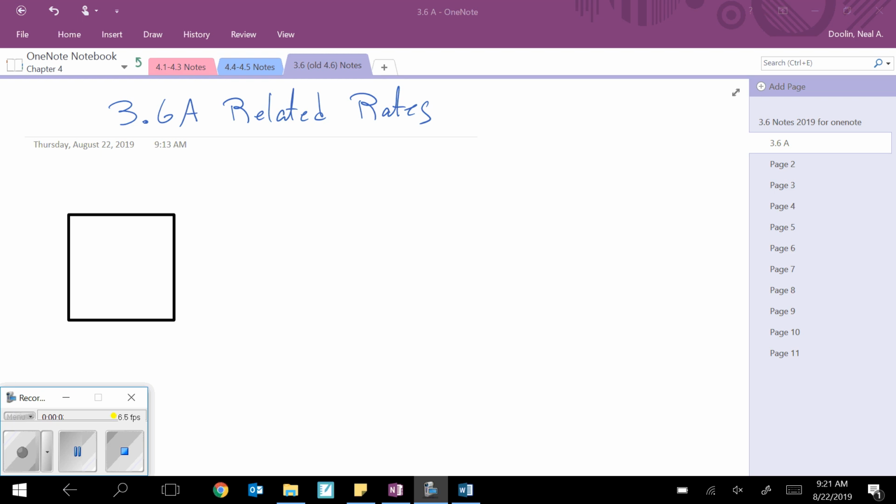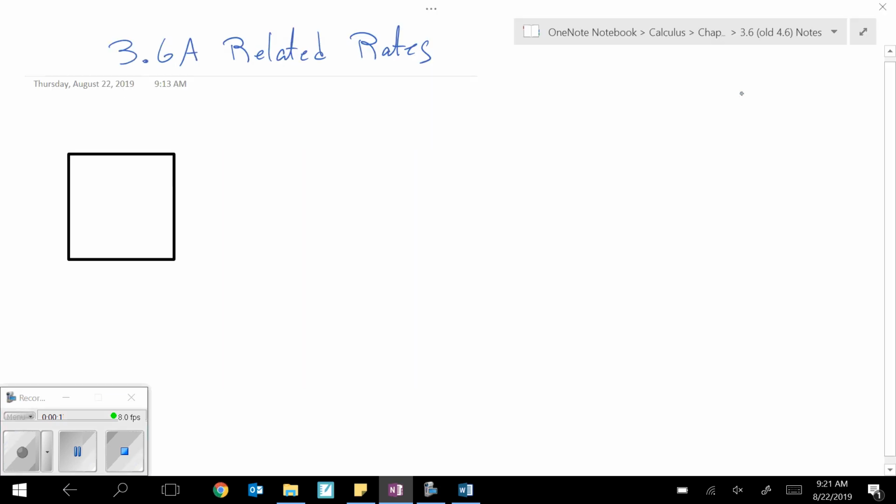Hi everyone, in this video we're going to be talking about related rates. Before we get started in your notebook, I just wanted to give you a quick visual example for what we're going to be looking at. So I've just got this square here, and if I asked you to tell me things about the square, you would probably tell me it has length, it has width, and it has area. And all three of these quantities are related because length times width would give me area.